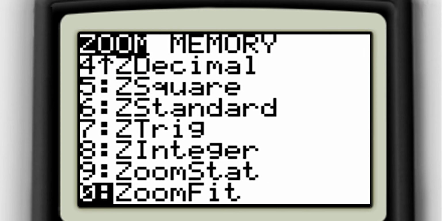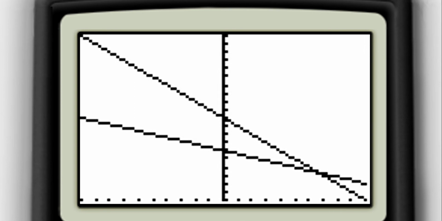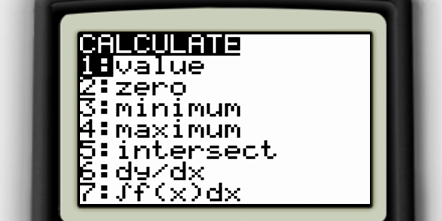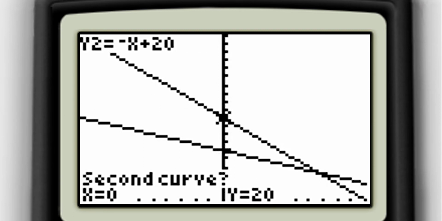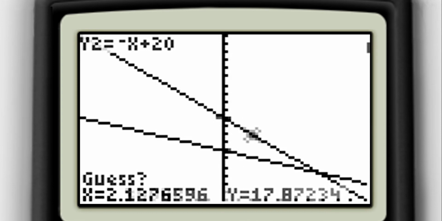And these two lines intersect each other. So we can zoom out a bit so that we can see it more clearly, since these are all pushed up by 16 and by 20. And then we can go to second trace, which is calc, go down to intersect so that we can find the intersection of the two lines. So we can select our first curve, either line works, and then we can select our second curve, just pick the other line. So now we've identified to the graphing utility which two lines we're looking for the intersection of. And then we just need to guess the intersection and point it into the middle.